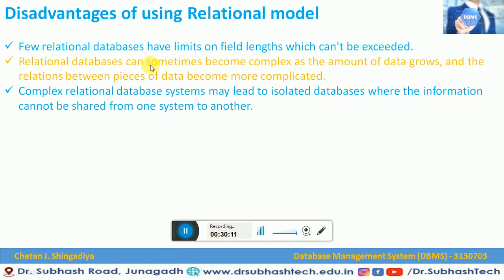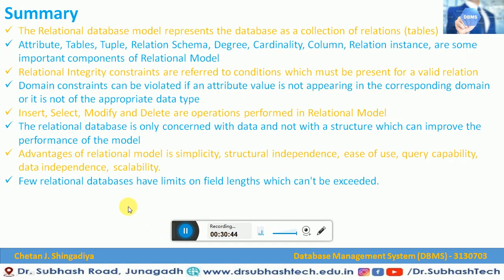Another one is the relational databases can sometimes become more complex as the amount of data grows. That means the amount of data is more, and the relation between pieces of data becomes more complicated. The third disadvantage is that the complex relational database system may lead to isolated databases where the information cannot be shared from one system to another. So these are the disadvantages of relational data model while using RDBMS system for any particular project. So friends, this is the relational data model in DBMS.